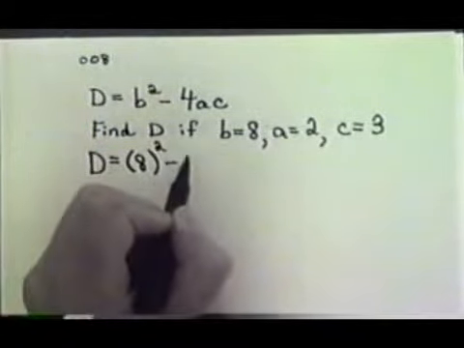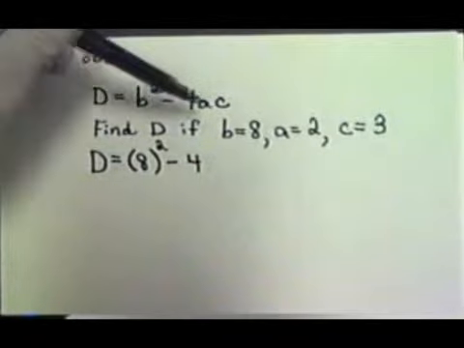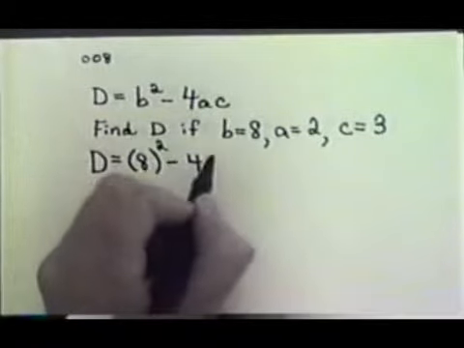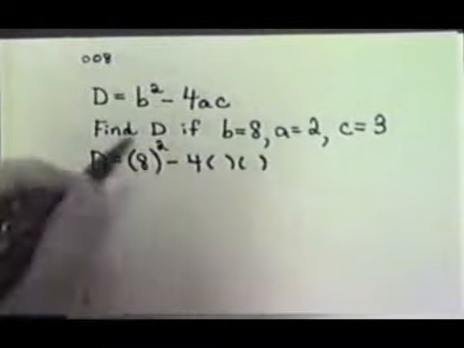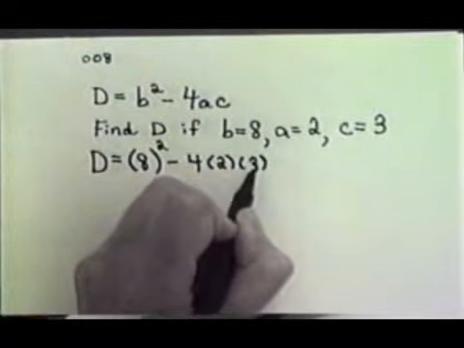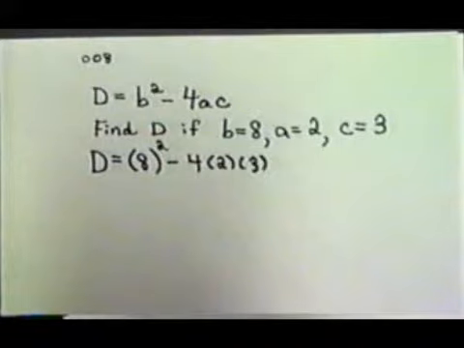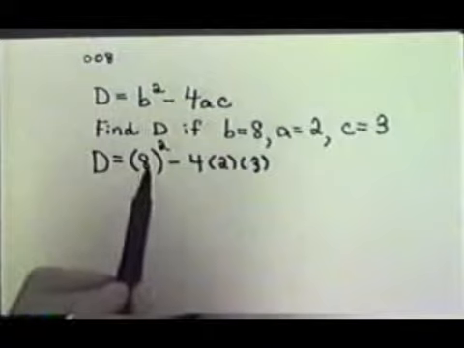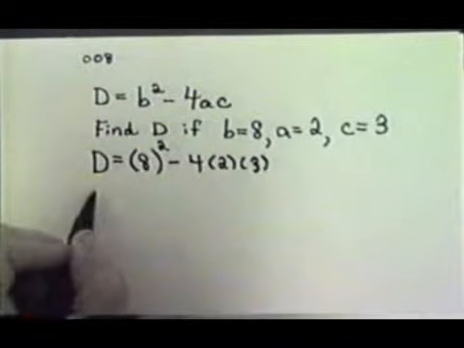then minus 4. Now, because the A and the C and the 4 are all written beside each other, it means to multiply them all together. So it's 4 times 2 times 3. Now that we've filled everything in, we're ready to follow our order of operations. We don't have anything to do inside of any parentheses, so we're ready to do exponents, and we only have one exponent, the 8 squared. So that's what we'd want to do first.